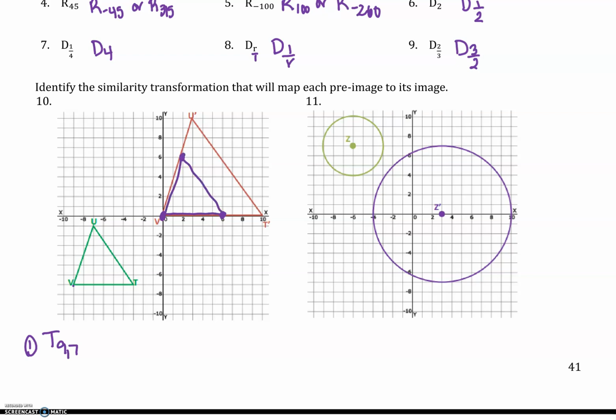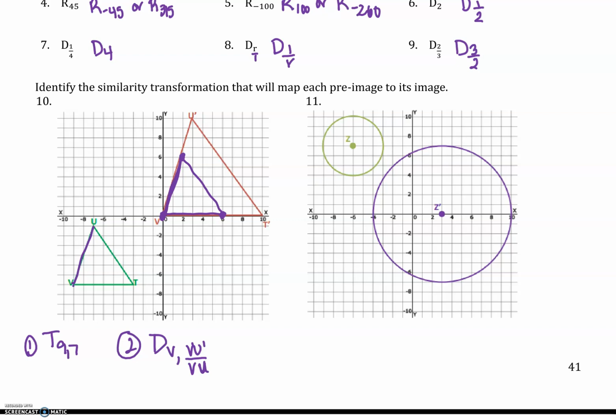Okay, and then I would want to dilate it. So remember with a dilation, you want to tell me the center of dilation, which in this case is V, or the origin. You could use either letter. And the scale factor, all you have to do is take one of your names from your image, like for example, V prime, U prime, and put it over the matching from the original, VU. Because you're basically saying, if I were to divide the length of V prime, U prime by VU, then I would get my number for my scale factor, whatever it might be.